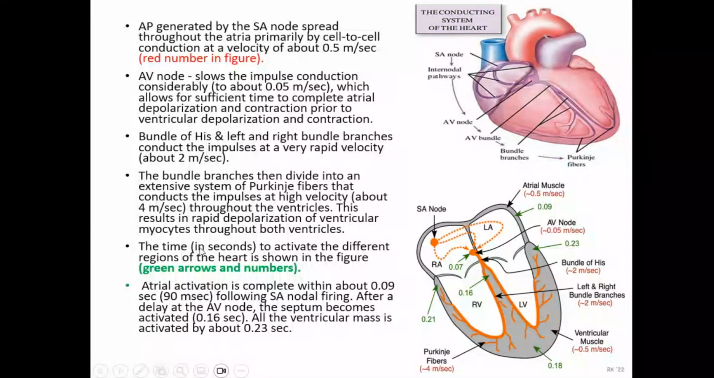Okay. The time in seconds to activate the different regions of the heart is shown in green arrows. So this one is not important. Atrial activation is complete within 0.09 second, 90 milliseconds following SA nodal firing. After a delay at the AV node, the septum becomes activated for 0.1 second. All the ventricular mass is activated in about 0.23 second. If you calculate all these, it comes to around 0.8 second. It is the same as your cardiac cycle, somewhere around that.